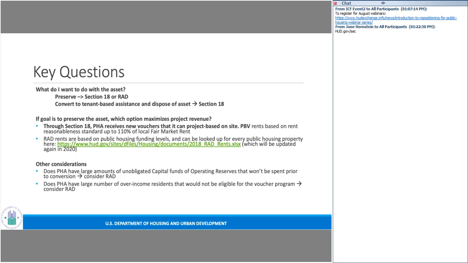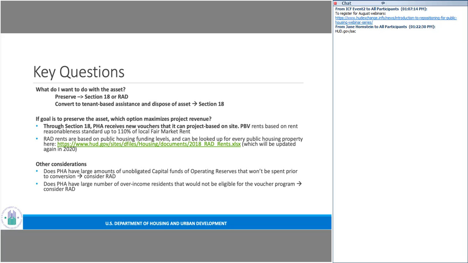Because through Section 18, the PHA receives vouchers at a project base, those project-based vouchers, with rents based on the reasonable rent, which is basically the market rent, capped at 110% of the FMR. That's often better than the RAD rent. So Section 18 might be far and away a better option than RAD because a PHA can see a 10, 20, 30% increase, or sometimes more, on the revenue available to the property. And that's important. But you can't make any assumptions.